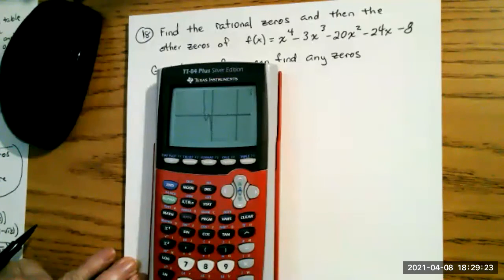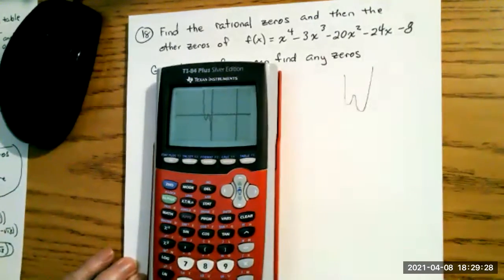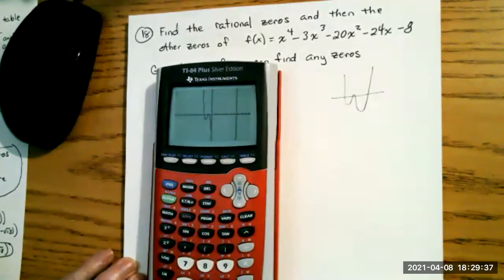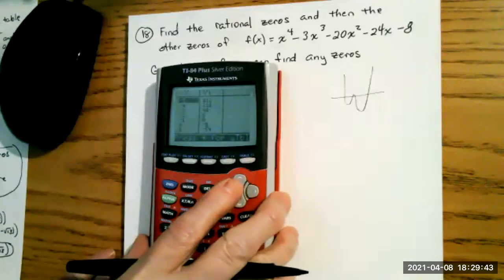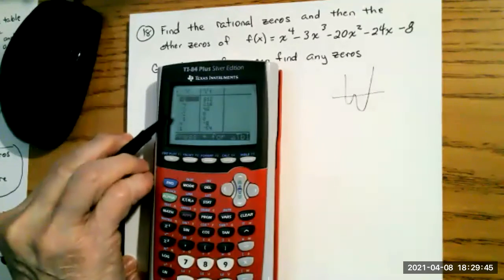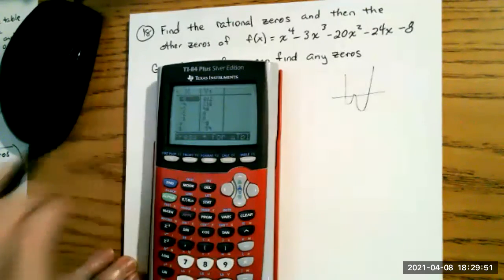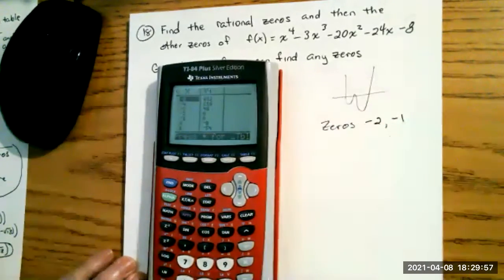Okay, I can see that it looks like a 4th degree. It's kind of looking like this. That's what it looks like. Okay. So I can see that there's going to be 4 places that it crosses. So I'm going to see if I can find some of them. I'm going to do second and table and look for some. I look down here and I see one at -2 and one at -1. Do you guys see that? At -2 and -1, the y values are 0. So there's 2 of them right there.